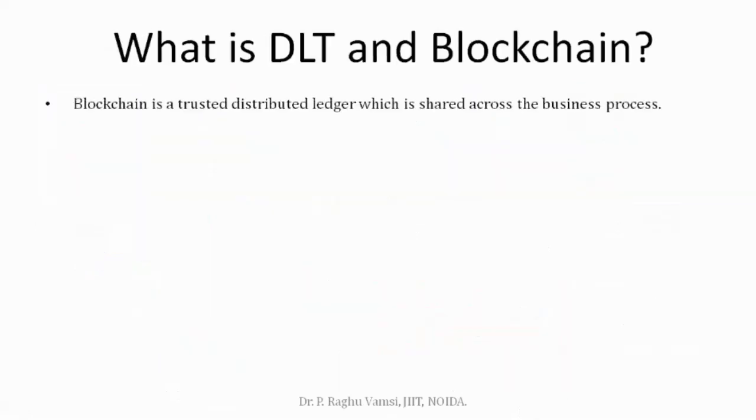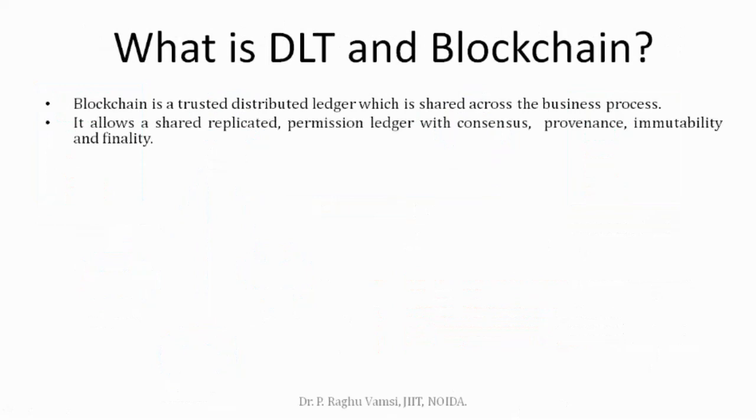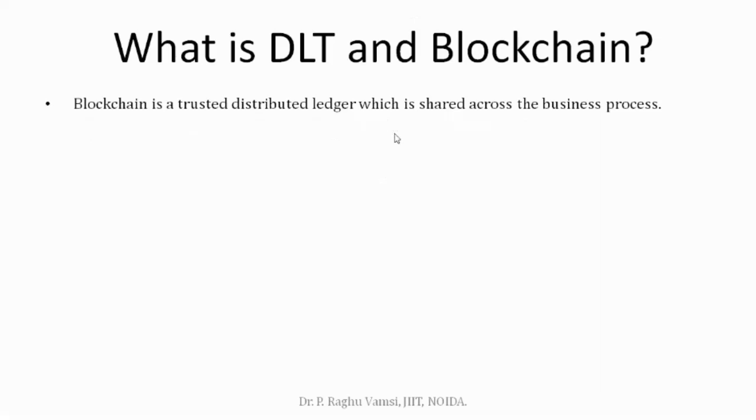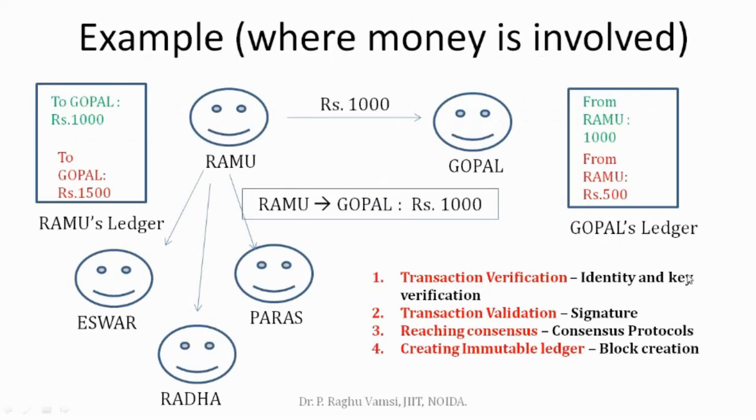So with this example, blockchain is a trusted distributed ledger which is shared across the business process. It allows a shared replicated permissioned ledger with consensus, provenance, immutability, and finality. Shared replicated means the same copy will be shared among all the participants. Permissioned ledger means anyone can view the transactions that happened if they have the valid key. If the key is verified, they can view it.